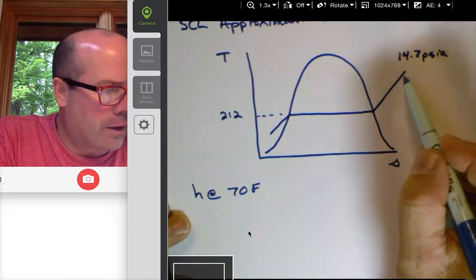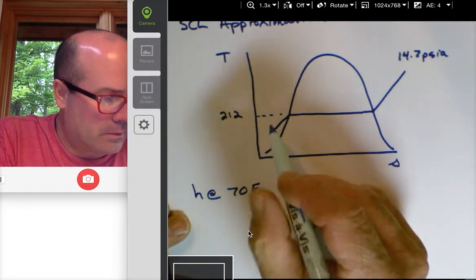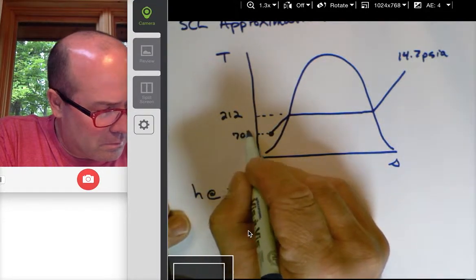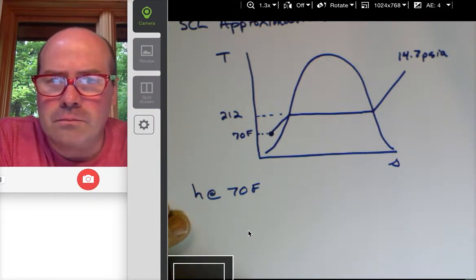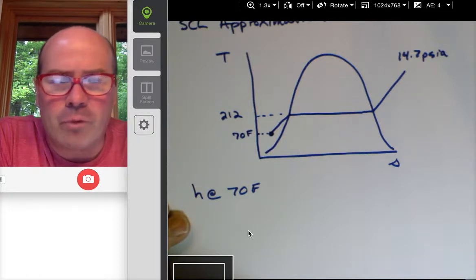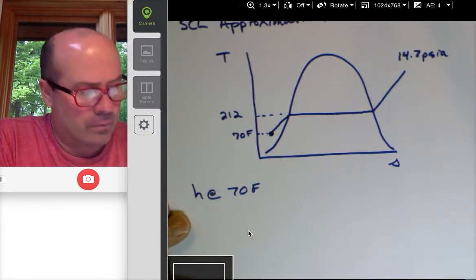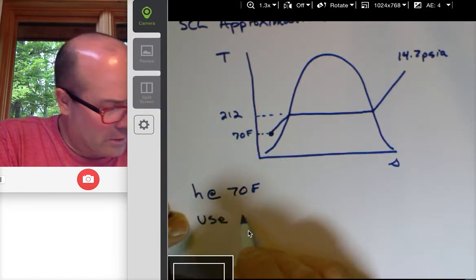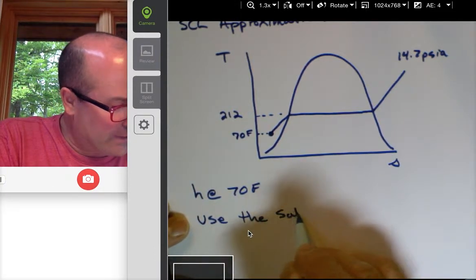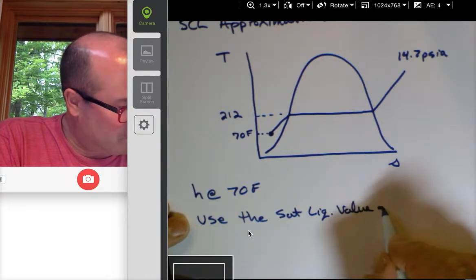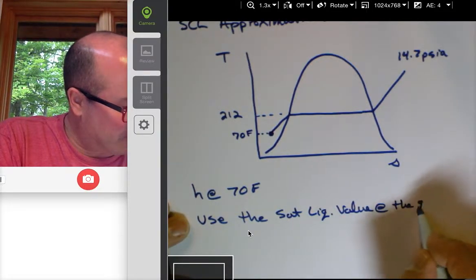So where on the line are we? Oh, we're way down here. We don't have a good table for 14.7 psi and 70 degrees. The subcooled liquid approximation is this simple. You use the saturated liquid value at the given temperature.